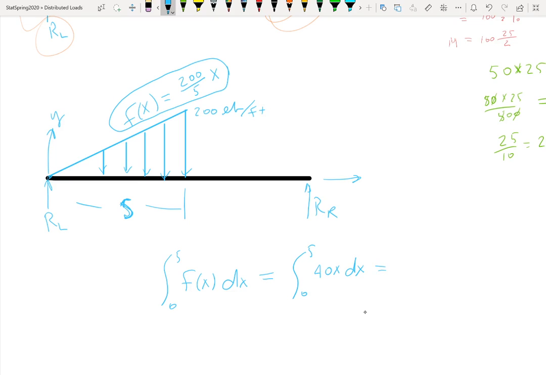So we integrate this thing. We get 40x squared over 2, evaluated from here to there. What we end up with is 40 times 25 over 2, or the equivalent of, let's see, 40 times 25 divided by 2 gives about 500 pounds.